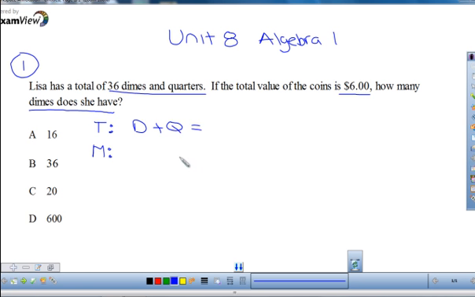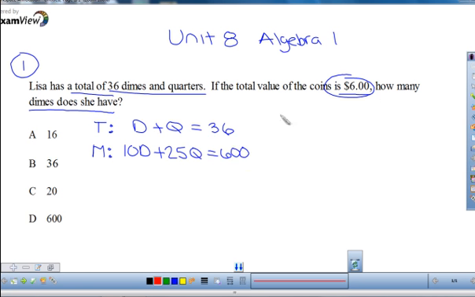So how many dimes and quarters does Lisa have total? She has a total of 36. Now we're going to deal with the money. Dimes are worth 10 cents. Quarters are worth 25. And how much total money does Lisa have? $6.